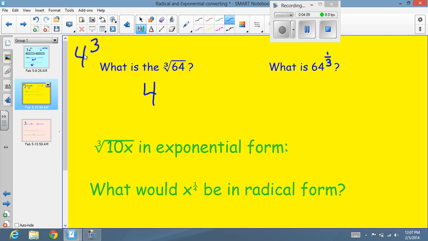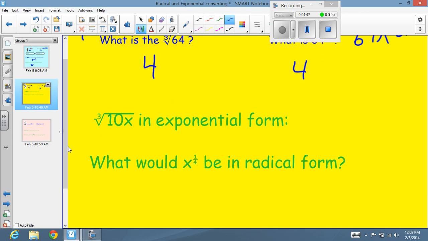The other thing we want to know here, though, is what is 64 to the 1/3 power? So if you take 64 in your calculator and you do the little caret and then you do 1/3 in parentheses, it's also going to give you 4. So kind of like on the previous slide where the square root of a number was equal to that number to the 1/2 power, the third root of a number is the same thing as that number to the 1/3 power. Okay?